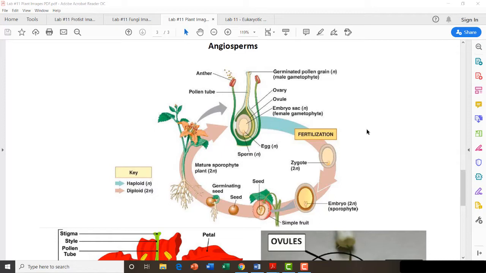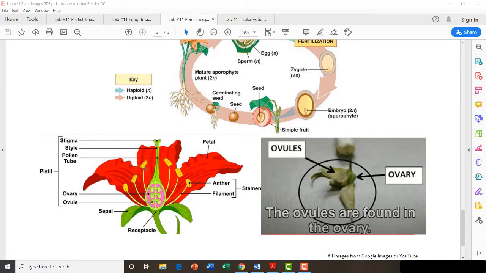So here with angiosperms, part of your protocol was to go over the anatomy a little bit more. The anatomy, obviously, includes the petals, and then inside we want to talk a little bit more about the specialized structures. This whole thing right here in the middle is called a pistil. At the top is the stigma, a sticky kind of landing pad. Here's the style; the pollen tube comes down the style. This whole thing is called the ovary, and inside the ovary are the ovules, which are the female gametophytes, the eggs.